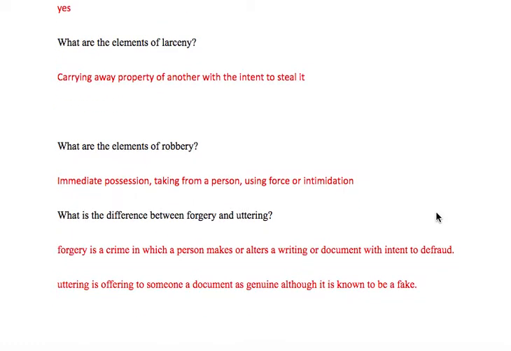What is the difference between forgery and uttering? Forgery is a crime in which a person makes or alters a writing or document, so maybe a different name, changing a document. Uttering is offering this document to someone, saying it's real when you know it is fake.